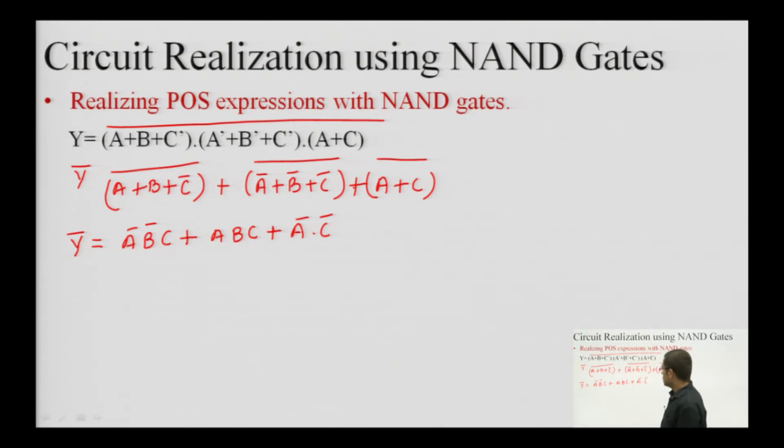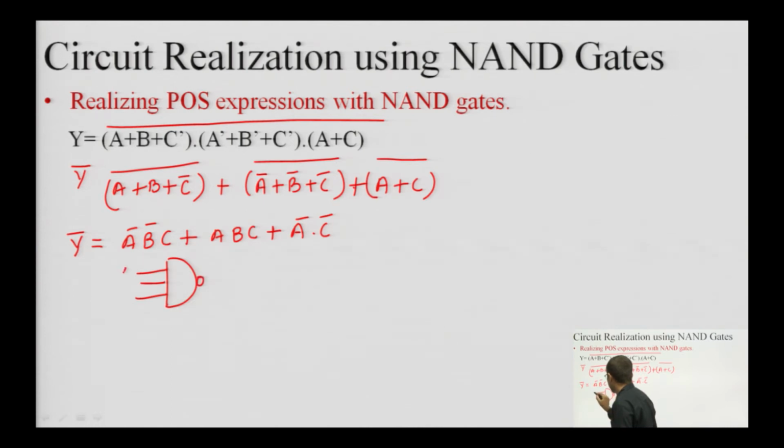So, I have to realize this. I can also assume that these inverted input variables are also available to me. That means, I can simply use it like this: A bar, B bar and C.